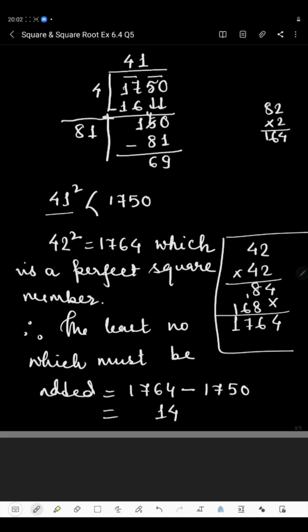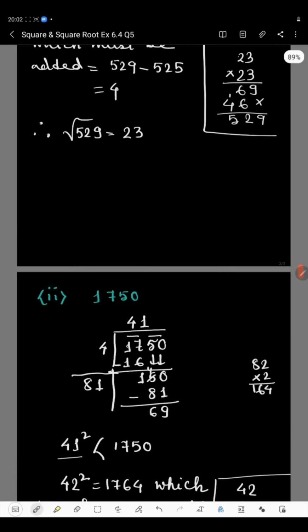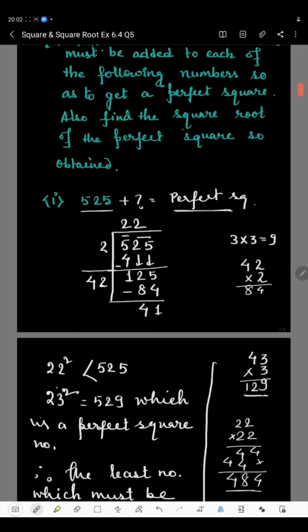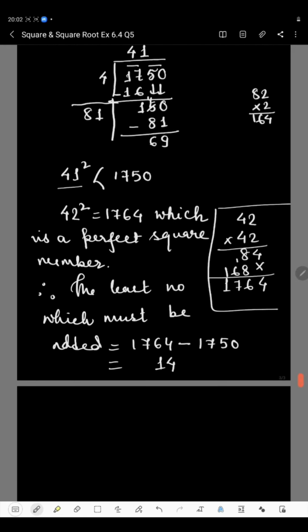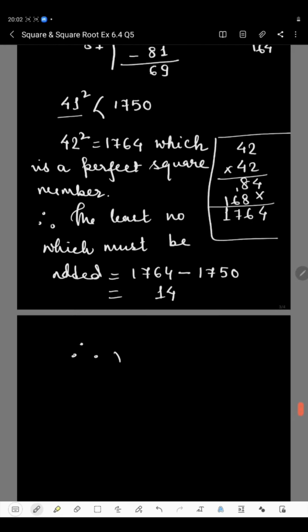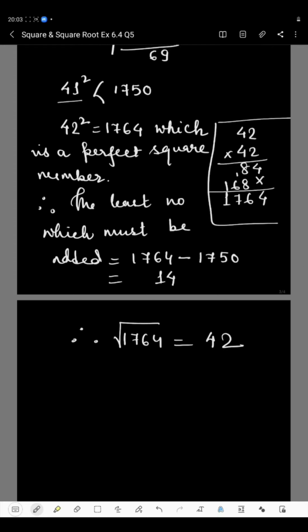Okay. Then in the next part we have to find the square root of the perfect square number we have got. So the square root of 1764 will be, see here, 42 square we have got 1764. So the square root of 1764 will be 42. Okay, so the answer of the second part is 42.